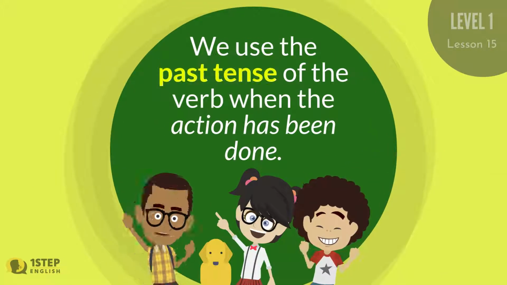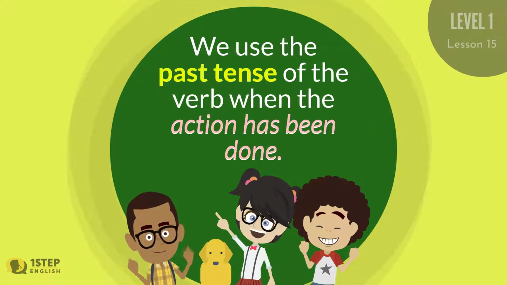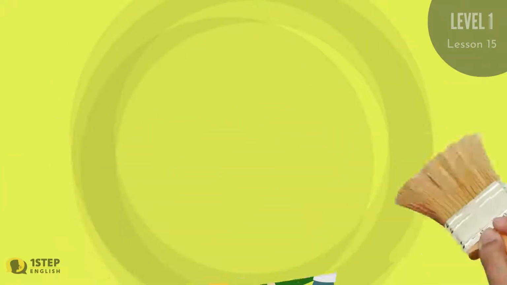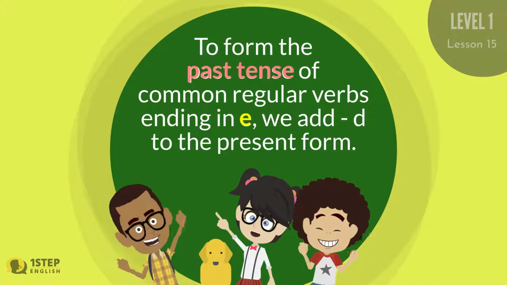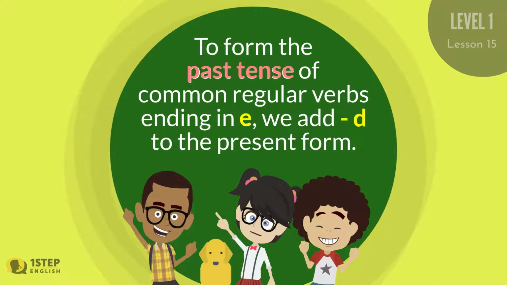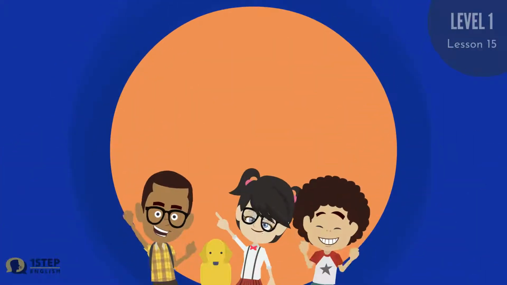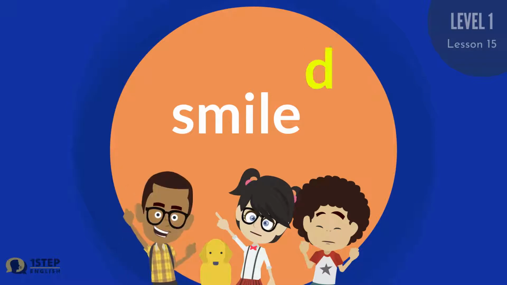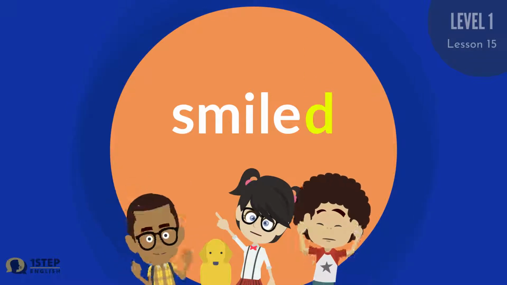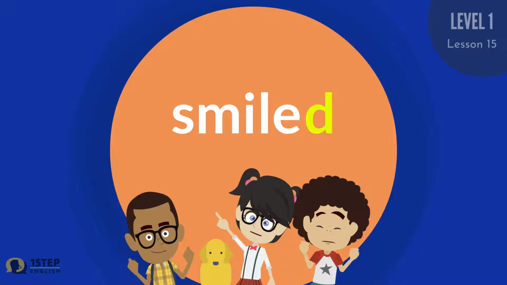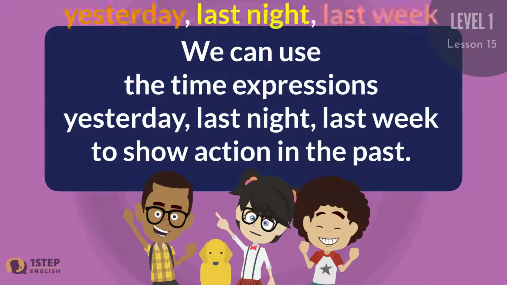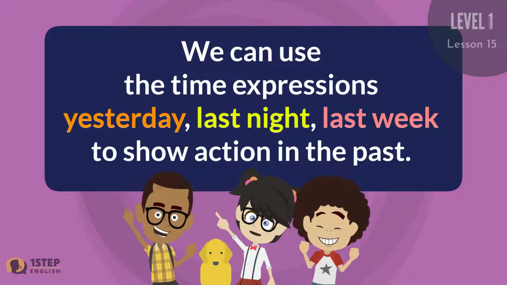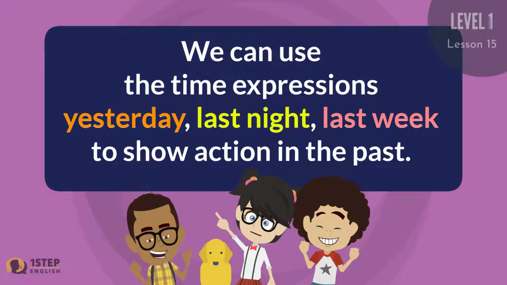We use the past tense of the verb when the action has been done. To form the past tense of common regular verbs ending in E, we add D to the present form. Smile. Smiled. We can use the time expressions yesterday, last night, last week to show action in the past.